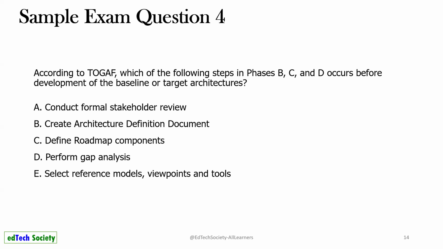The next one, according to TOGAF, which of the following steps in phases B, C, and D occurs before development of the baseline or target architectures? The options are: A, conduct formal stakeholder review; B, create architecture definition document; C, define roadmap components; D, perform gap analysis; and E, select reference models, viewpoints, and tools. And the answer is option E, select reference models, viewpoints, and tools.